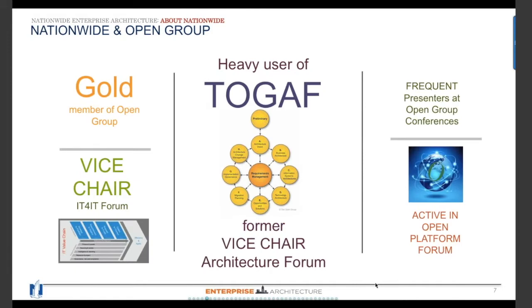Now, over the years, Nationwide has had a very close relationship with the Open Group. We're a gold member of the Open Group and have been for a number of years.